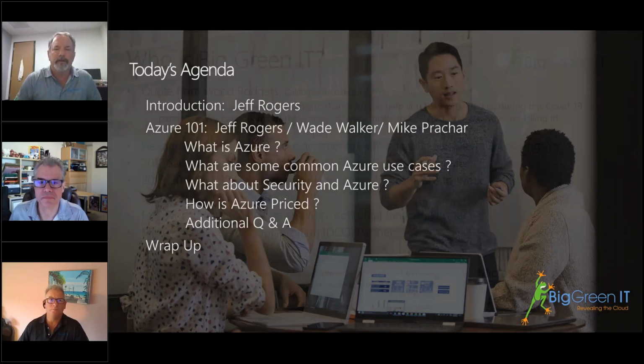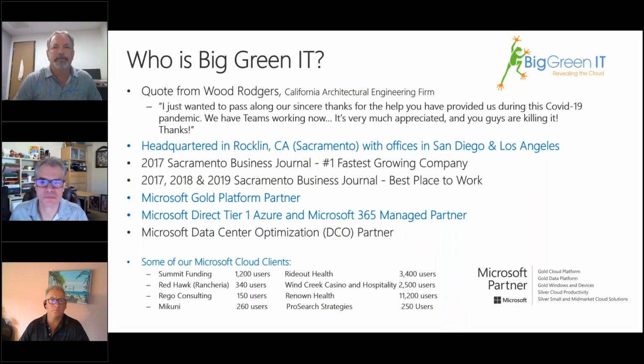This slide is very quick. So who's Big Green IT? Just so you know who the presenters are, who we are. We're headquartered near Sacramento, California, in a town called Rocklin. We have offices in San Diego and Los Angeles as well. We're a gold platform partner for Microsoft. We're also a direct tier 1 Azure and Microsoft 365 managed partner.